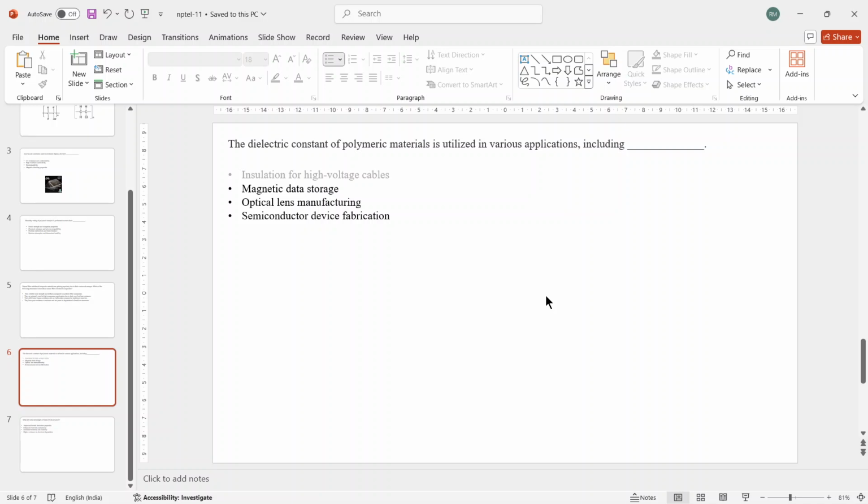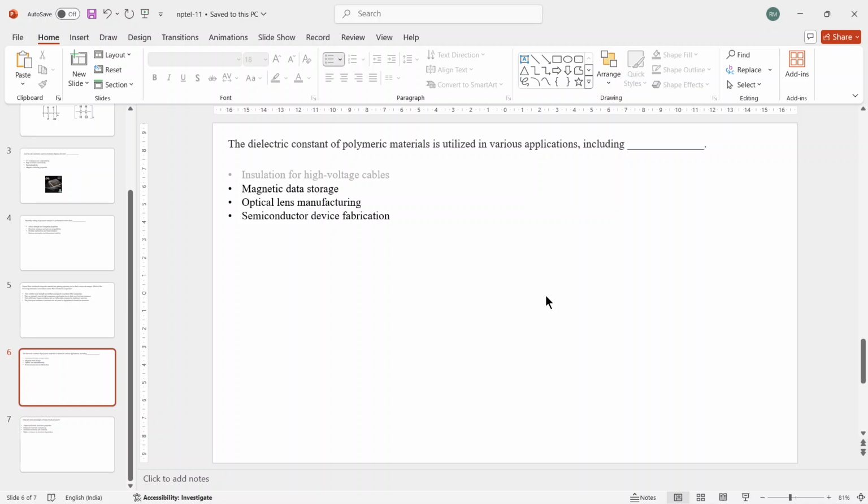So in insulation, what happens is that your material should have a high enough dielectric constant so that it does not break down and become conductive soon enough. Why? Because the cables are already carrying very high voltage. So insulation for high voltage cables is very important. Then the second one is magnetic data storage. Now dielectric properties do not play a role for the polymeric materials in magnetic data storage, since most polymers are not magnetic in nature.